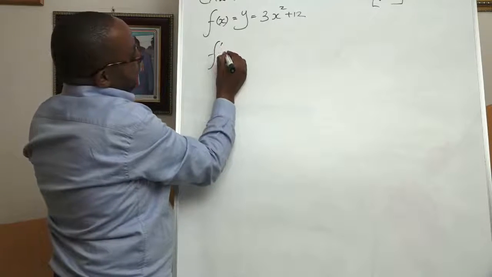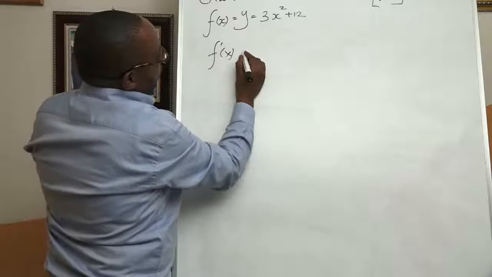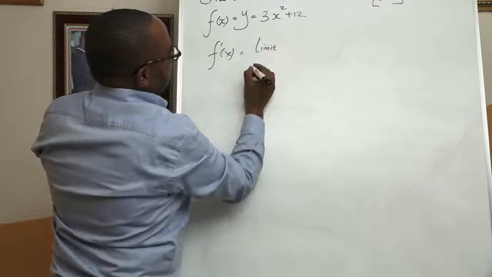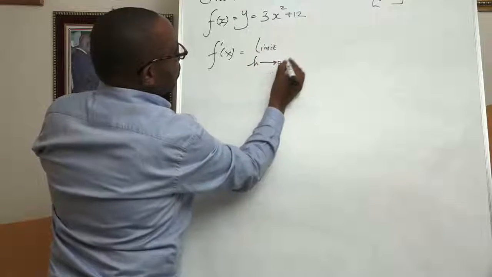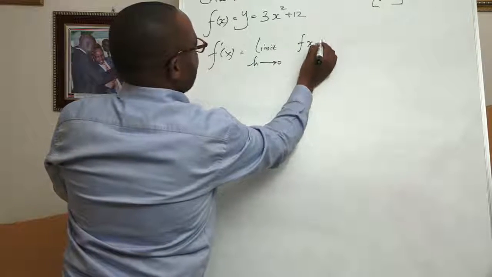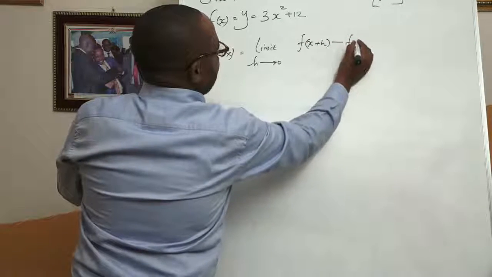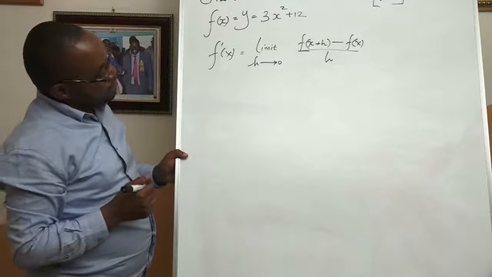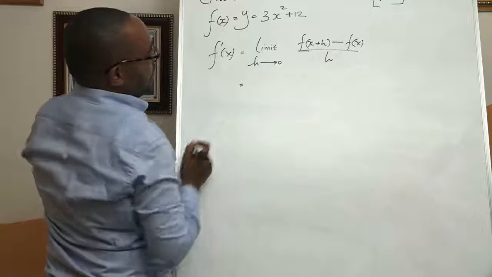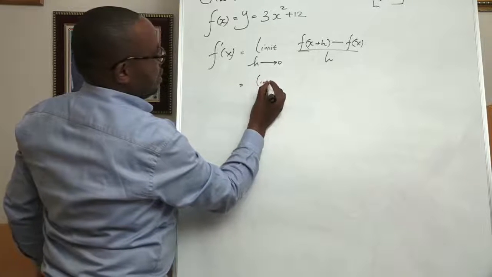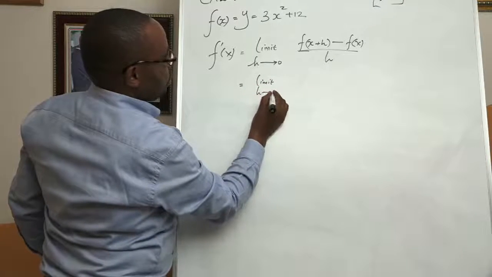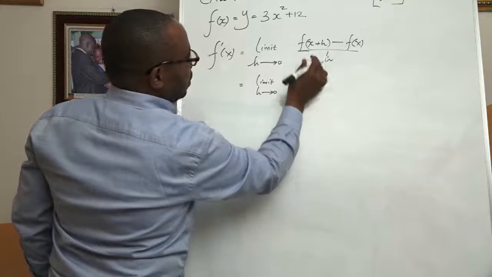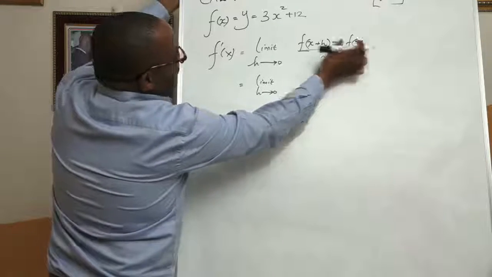Remember f prime x, we have said, is the limit as h goes towards 0 of f(x plus h) minus f(x) over h. Yes, that's the equation. And therefore, f prime x in this case is the limit as h goes towards 0 of... Our f(x) is this one.